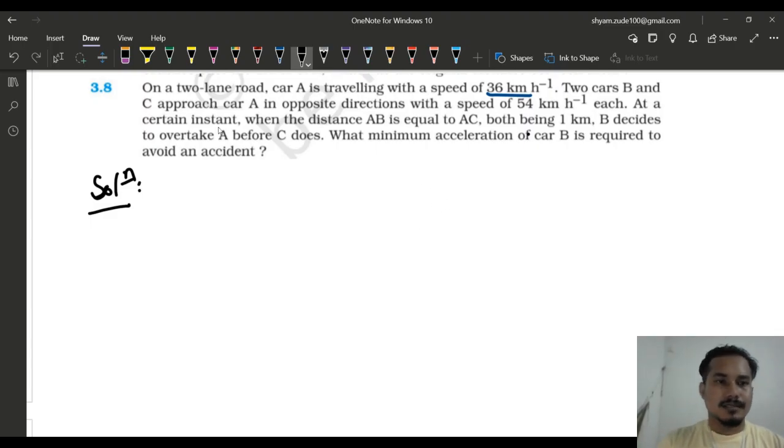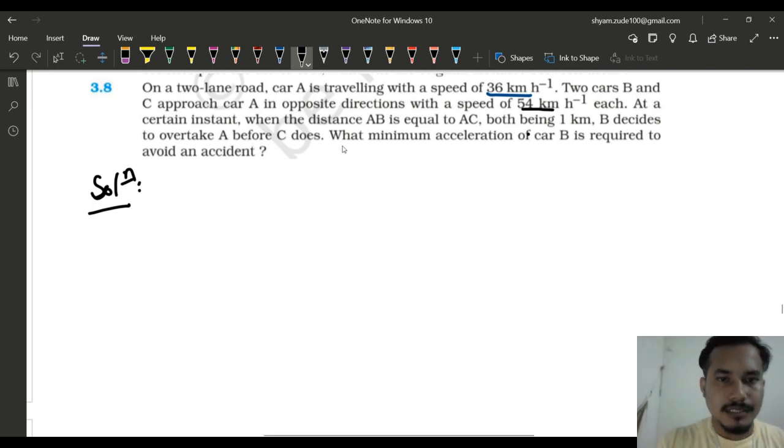In this exercise it is asked that on a two-lane road, car A is traveling with a speed of 36 km per hour. Two cars B and C approach car A in opposite directions with a speed of 54 km per hour each. At a certain instant, when the distance AB is equal to AC, both being 1 kilometer, B decides to overtake A before C does. What minimum acceleration of car B is required to avoid an accident?